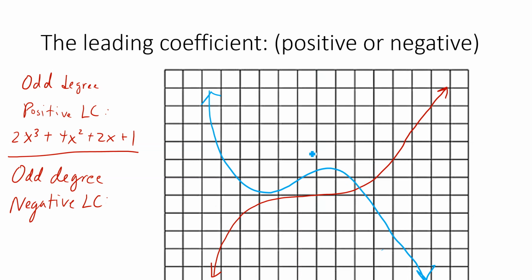So if this value is positive, the right hand side goes up. If the value is negative, like let's say negative 3x cubed plus 2x squared plus 4, well, if the leading coefficient is negative, then the right hand side is going to go down. And then you just determine whether the left hand side is going up or down depending on the degree. That's basically the only change.